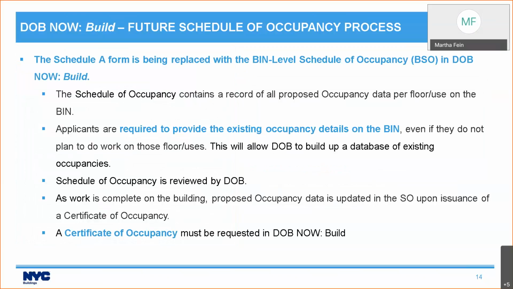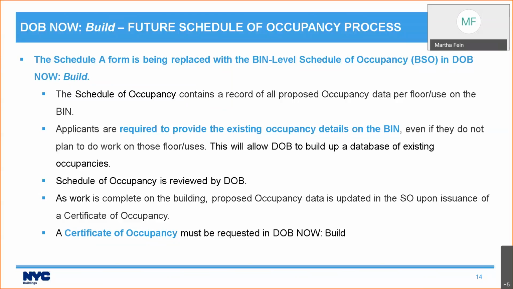So the Schedule A form is being replaced with the bin level schedule of occupancy, the BSO, in DOB NOW: BUILD. The Schedule of Occupancy contains a record of all proposed occupancy data per floor use on the bin. Now, this next bit is really important to understand. Applicants are required to provide all of the existing occupancy details on the bin, even if they do not plan to do work on those floor uses. So you have to enter information for the entire bin if you're the first one who is requesting a schedule of occupancy for the bin. You need to fill out all the information for the bin.